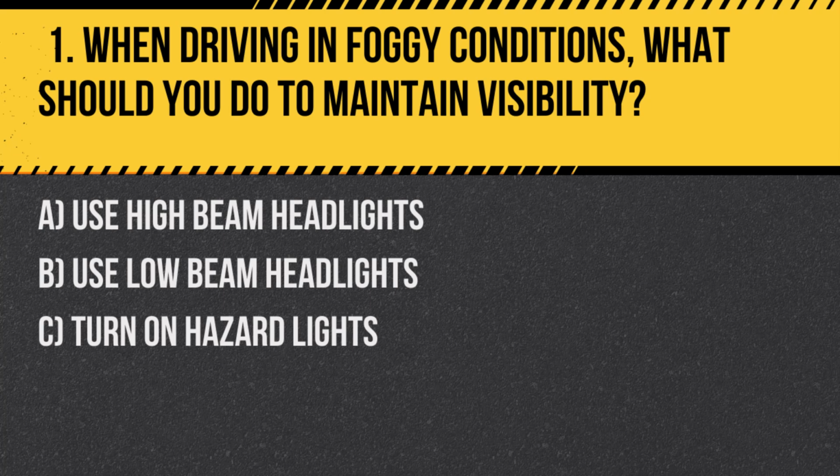Question 1. When driving in foggy conditions, what should you do to maintain visibility? A. Use high beam headlights. B. Use low beam headlights. C. Turn on hazard lights. Answer. B. Use low beam headlights. In foggy conditions, using low beam headlights helps increase visibility by reducing glare and reflection.